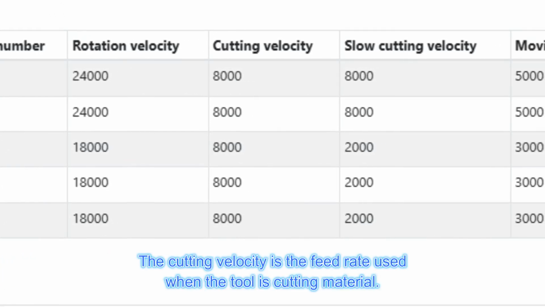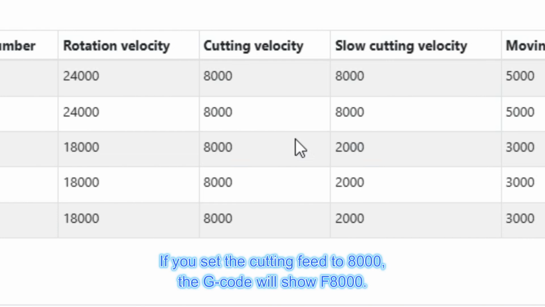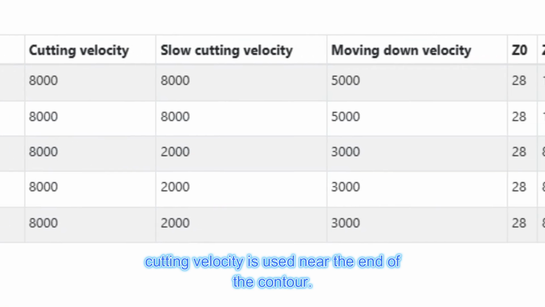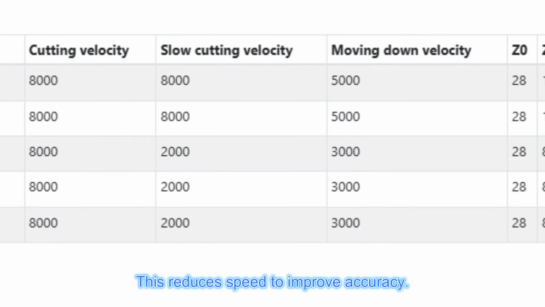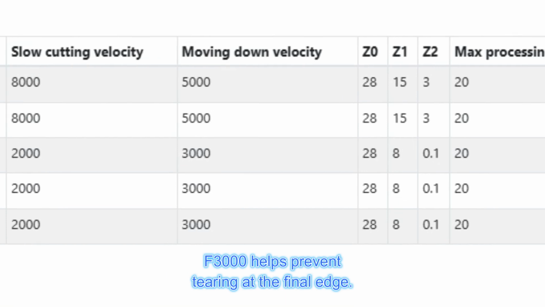The cutting velocity is the feed rate used when the tool is cutting material. If you set the cutting feed to 8000, the G-code will show F8000. The slow cutting velocity is used near the end of the contour. This reduces speed to improve accuracy. For example, slowing from F15000 down to F3000 helps prevent tearing at the final edge.